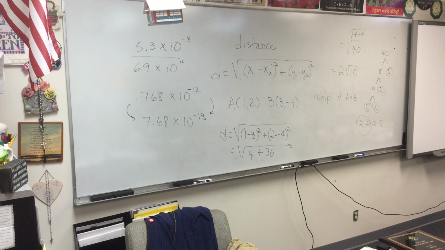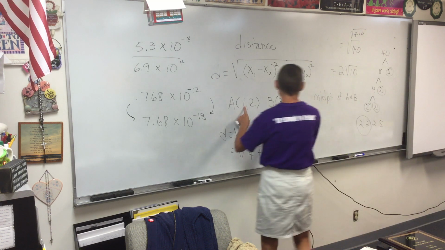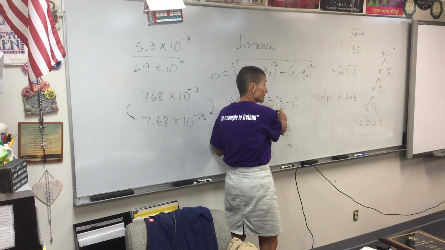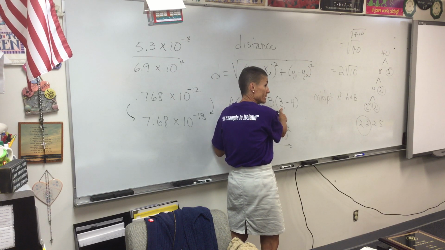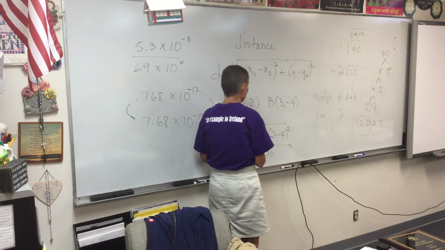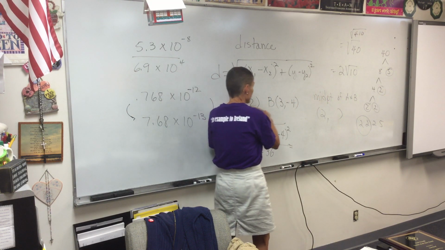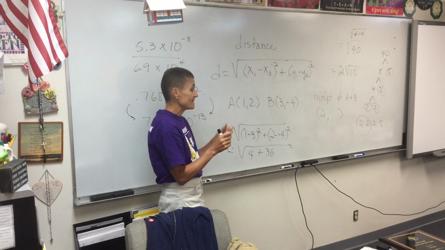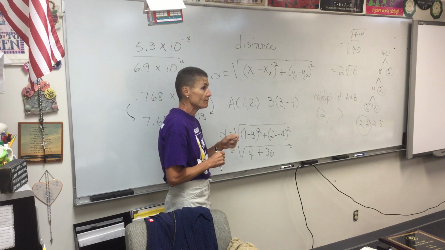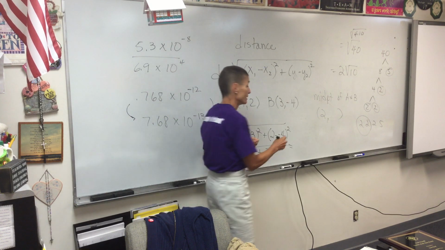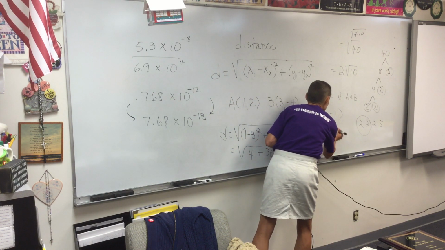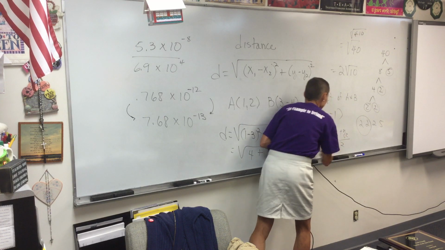So what is my average x value? I have a 1 and a 3. What is the average of 1 and 3? Average of 1 plus 3 is 4, divided by 2 is 2. So your x value is 2. What about your y value? You have a 2 and a negative 4. What's the average or the middle of 2 and negative 4? Negative 2 divided by 2, which is negative 1. Midpoint is an average. You add and divide by 2.